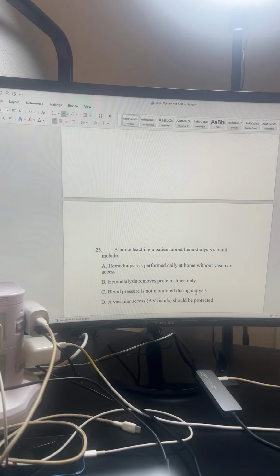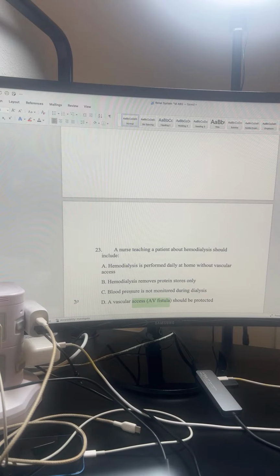D, a vascular access should be protected. All right, D, nice. So it should include a vascular access, should be protected. Do we take blood from these AV fistulas? Do we take blood from these fistulas here? No, we don't do anything with these. Just make sure the dressing is looking good, clean and dry, and leave that fistula.